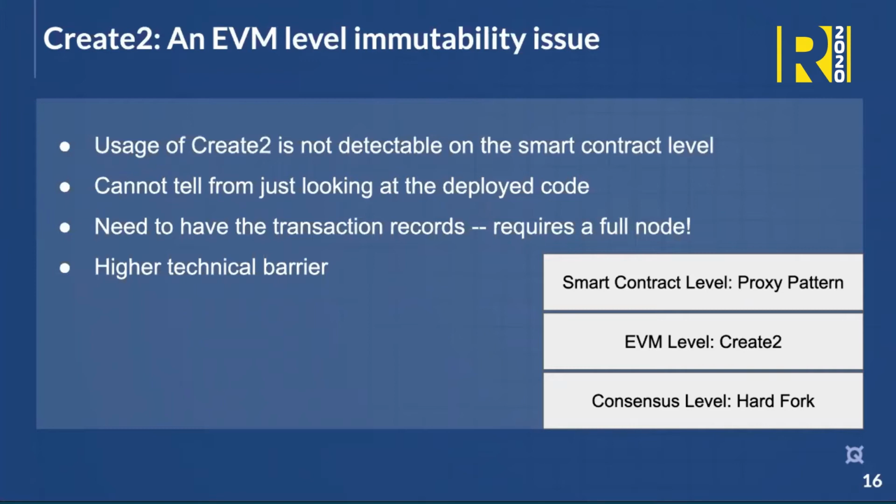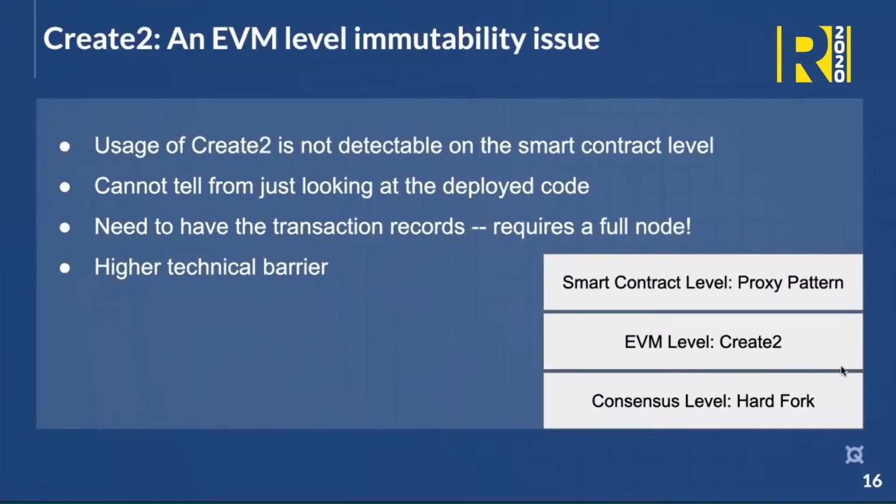So to really determine whether a contract is safe or not, it suddenly becomes a very high technical barrier, because in the past you could just look at the code and see, oh, it's a proxy. If it is delegating calls to other places, then it's probably a proxy pattern, and that is very easily identifiable compared to CREATE2. So we see this as another level. It's an EVM-level immutability issue, right?